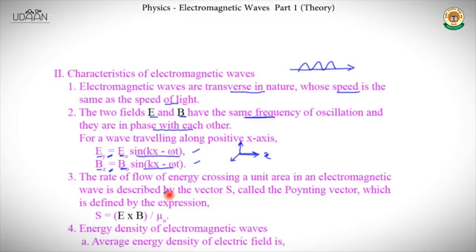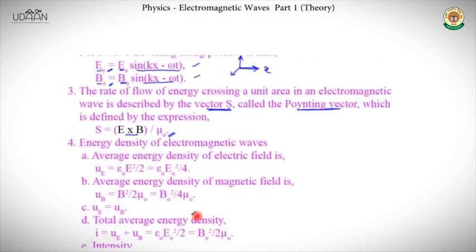So next we go to the rate of flow of energy. The rate of flow of energy crossing a unit area in an electromagnetic wave is described by the vector S. It is also known as the Poynting vector. It is defined by this expression: E cross B, where E and B are vectors and this is the vector multiplication, divided by mu naught. Mu naught again, as you all know, is a constant. So the fourth thing we'll be discussing is the energy density of electromagnetic waves.